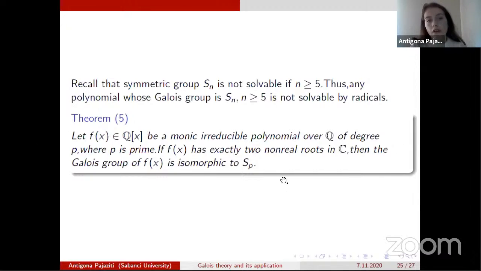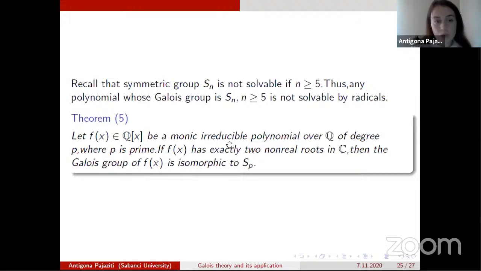This theorem helps us define some polynomials of prime degree, which are monic irreducible polynomials over the field of rationals, to see if they are solvable or not. What the theorem says is that if we have f of x, a polynomial over Q adjoin x, to be a monic irreducible polynomial over the rational numbers of degree p, where p is a prime, and if this f of x has exactly two non-real roots in the field of complex numbers, then the Galois group of f of x is isomorphic to the symmetric group S_p.